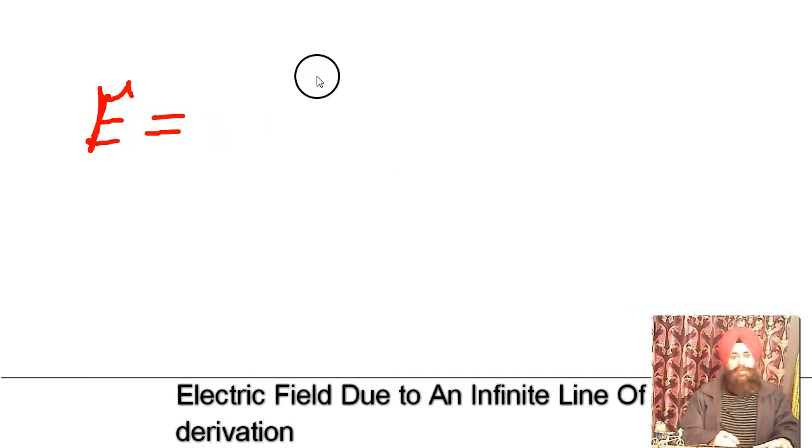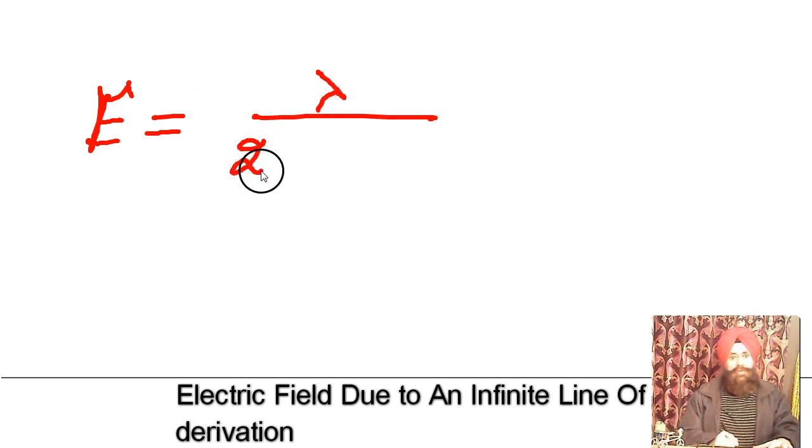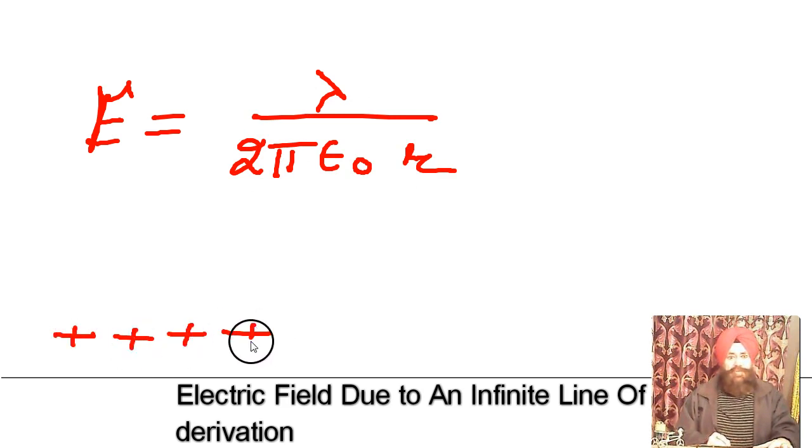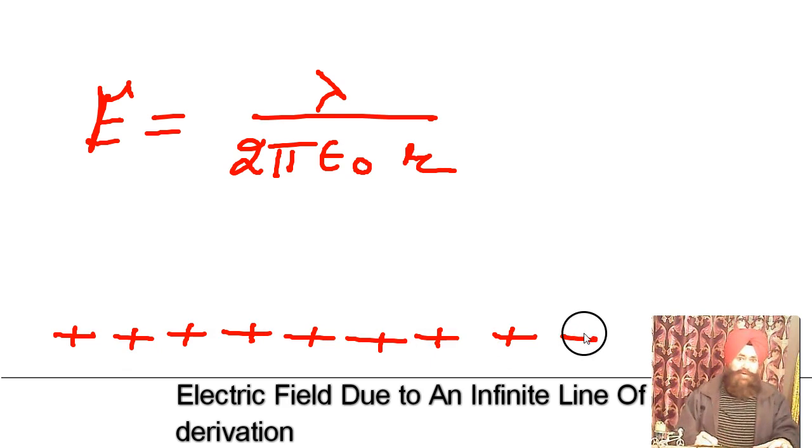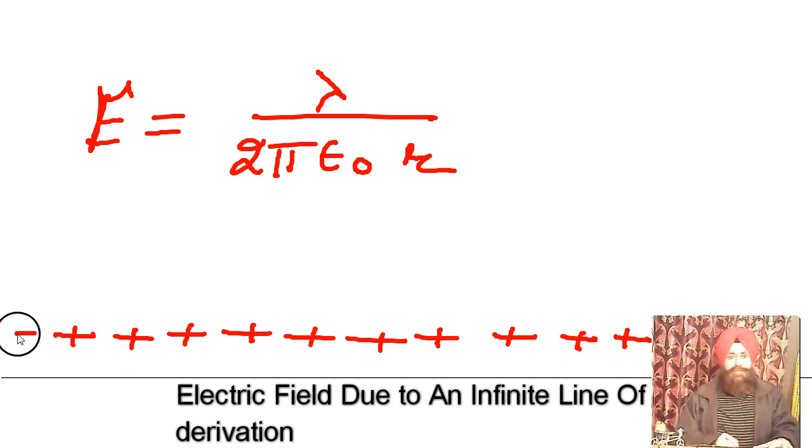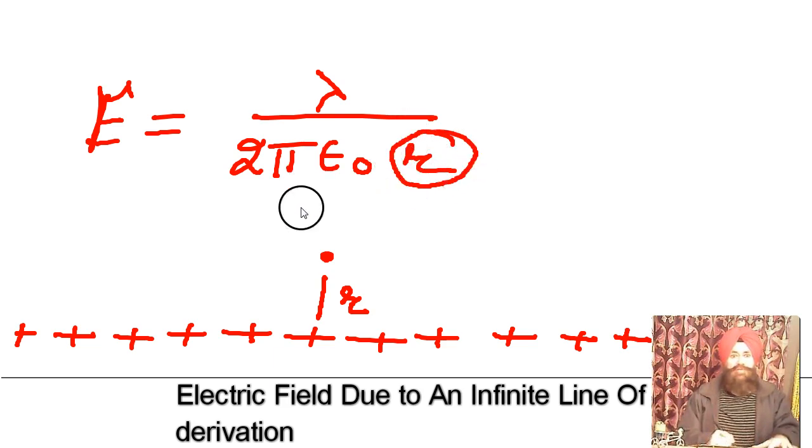So E is equal to lambda upon 2 pi epsilon naught r. This means the electric intensity for the infinitely long linear charge at any point here, if this distance is r, then the electric field is only a function of r. If r is less, E will be strong. If r is large, E will be weak. So E depends upon the distance of the point of measurement of E from the line.